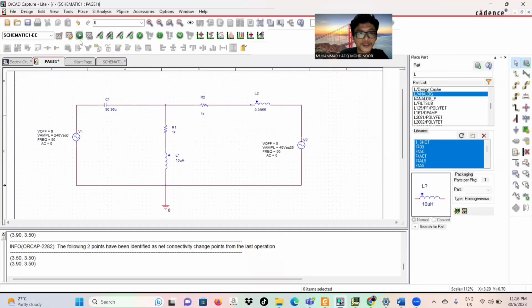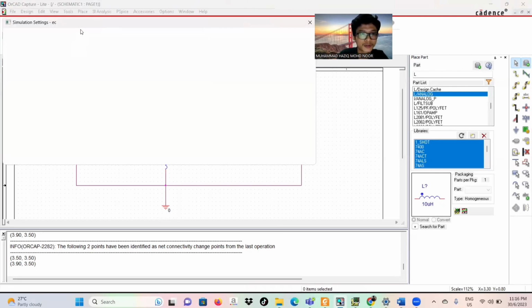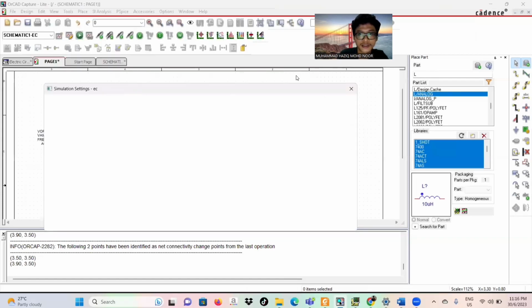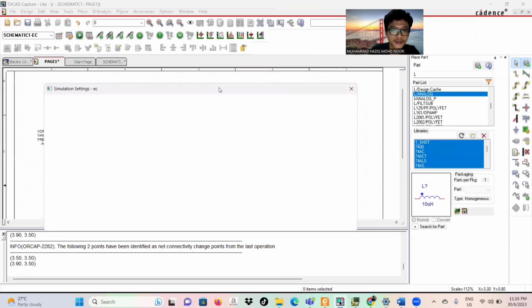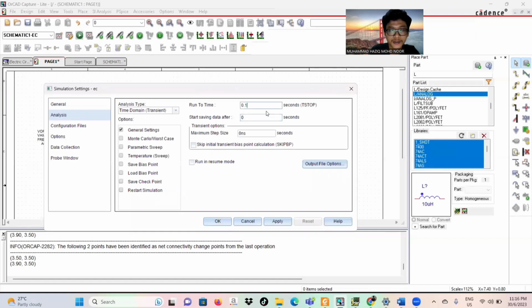In PSpice we use transient, because both are V sinusoidal sources, so we just input them using transient analysis. We set the time delay to 0.1 and the maximum step size to nanosecond so that the probe can read to millisecond over there. Click over here on time domain and set up the time as shown.